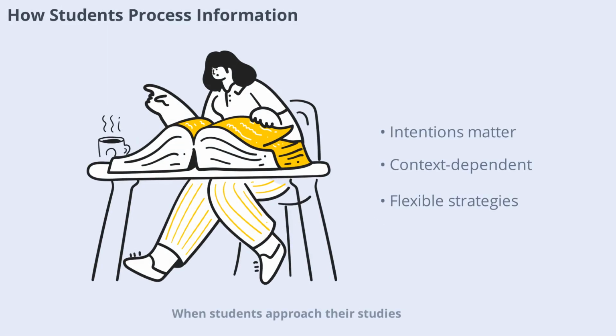When students approach their studies, they combine both their intentions and the way they process information. Some aim to make sense of what they're learning, while others just try to reproduce what they think will be on the test. This choice isn't always fixed. A student might use a deep approach in one subject and a surface approach in another, depending on the context and their perception of what's required.